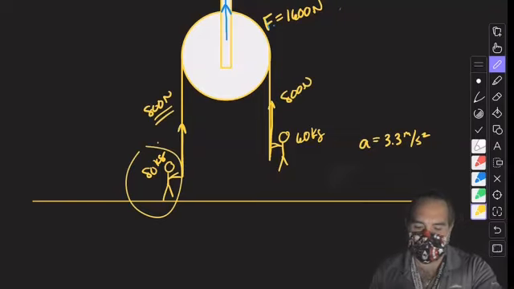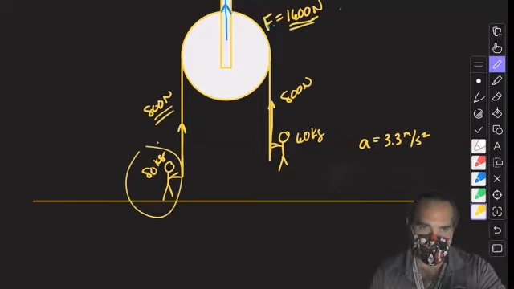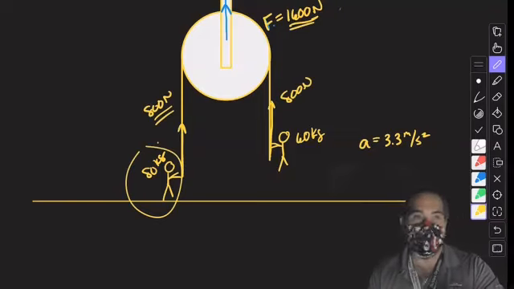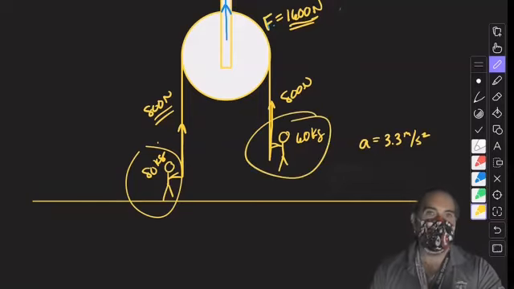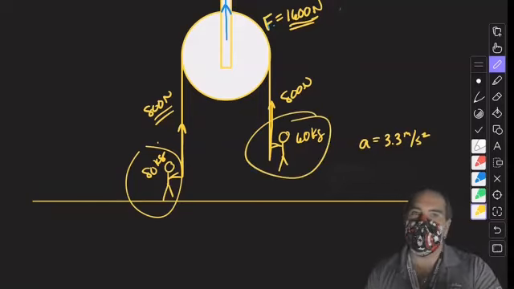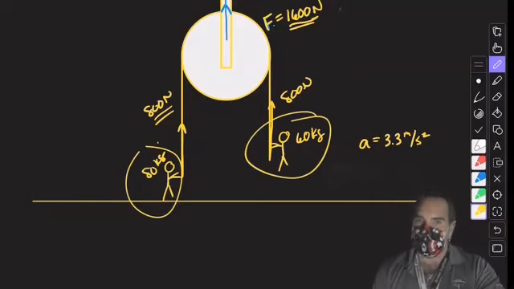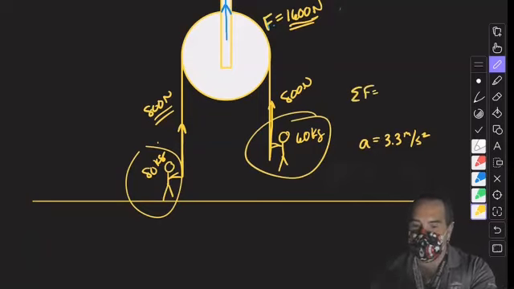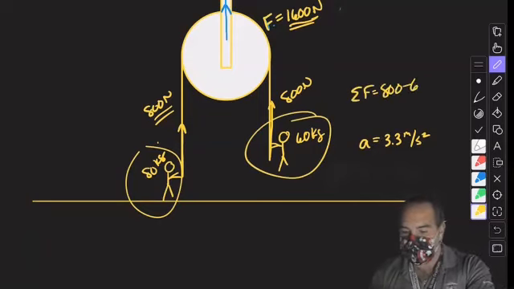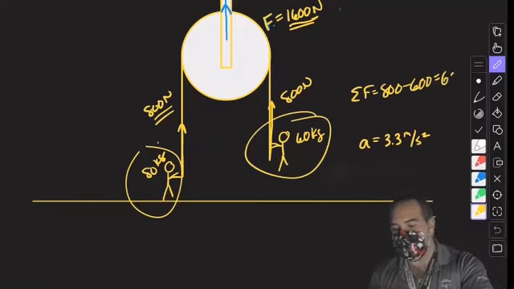So now we know where the 1600 comes from, which, by the way, is more than the two of their weights combined. Why? Because he's accelerating. The ceiling has to pull up enough, not just to hold them, but to accelerate them. Net force on this guy is 800 minus 600, which equals 60 times a.